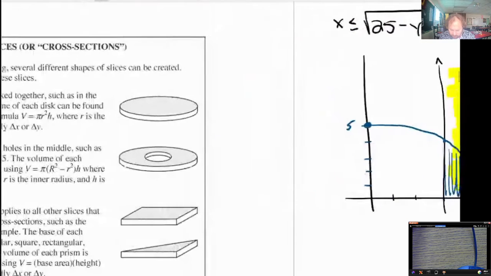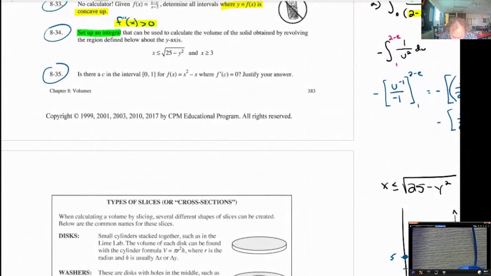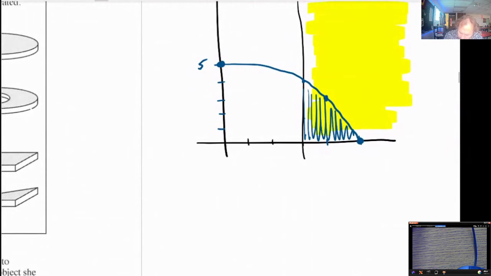So the challenge of this problem, really after wrapping my head around that, is to calculate the volume of the solid obtained by revolving this region about the y-axis. So we're going to need the washer method for this, because if we do this, we're going to have a washer that'll look something like this.